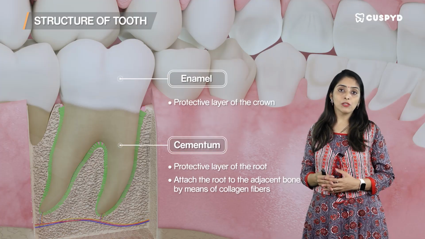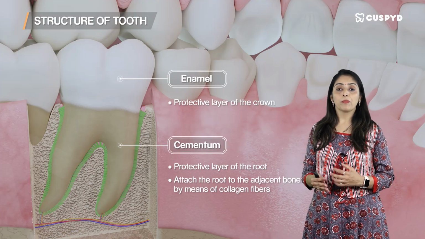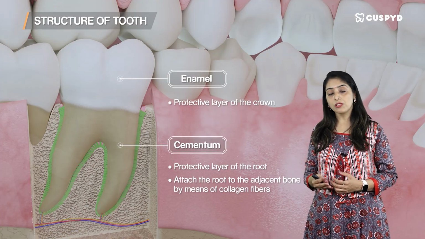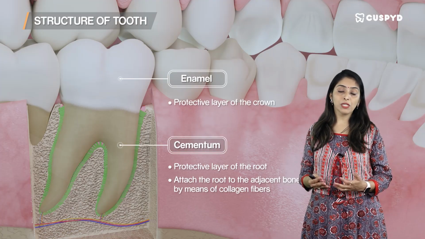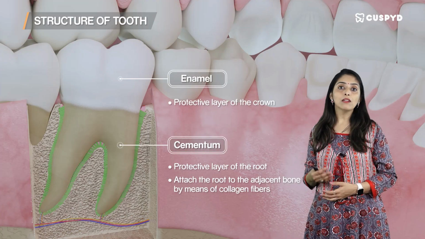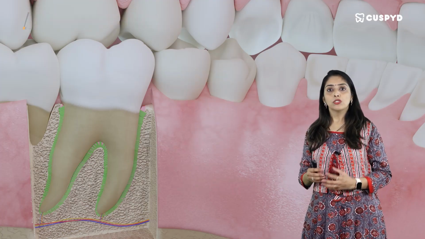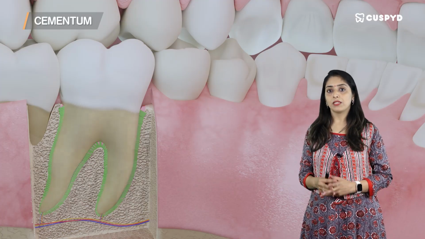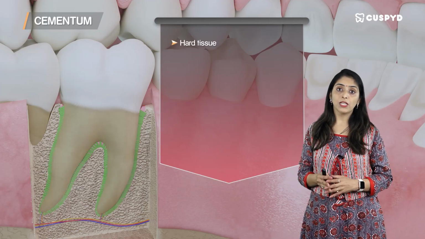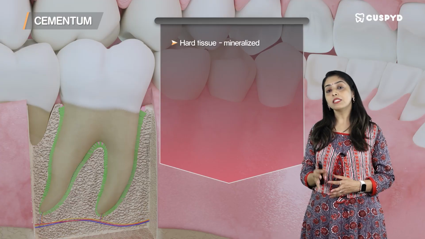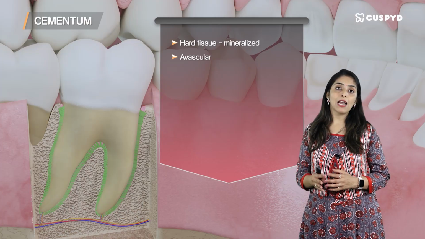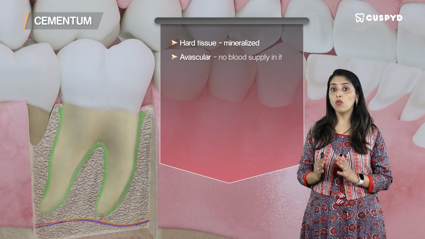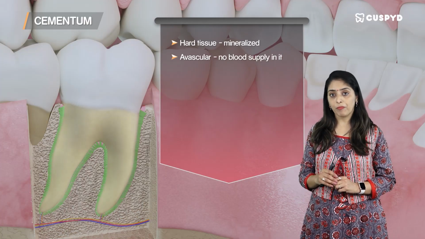So in this chapter, we are going to read about cementum, its structures, its properties, its features, how you can differentiate cementum from other tissues, and what are its form and functions. To introduce cementum to you, cementum is a hard tissue. That means it is mineralized, but it is avascular. Avascular meaning it does not have any vessels. So there is no blood supply to cementum.